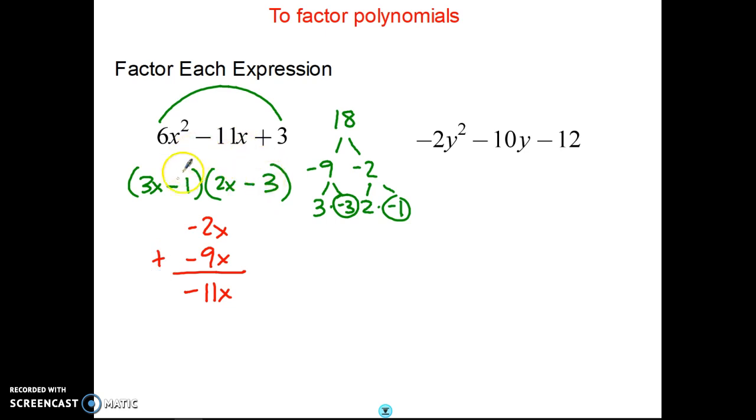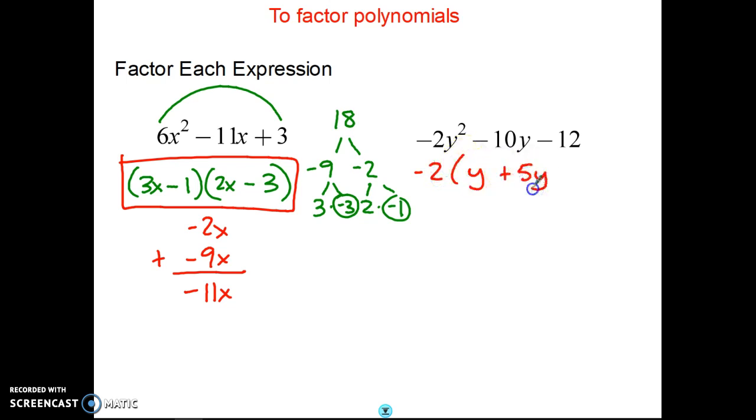If I do the last product, negative 3 times positive 3, negative 3 times negative 3 gets me positive 3. That's my correct factorization. In this one, look for the greatest common factor. There is one this time. I can pull up the negative 2, and that makes my factoring job just that much easier. I divide all the terms by negative 2, and I get y squared plus 5y plus 6.